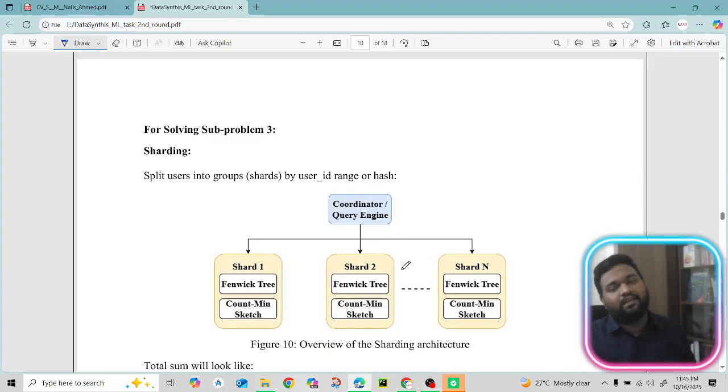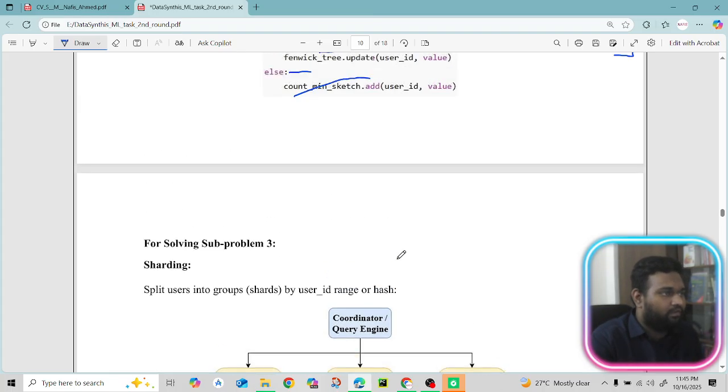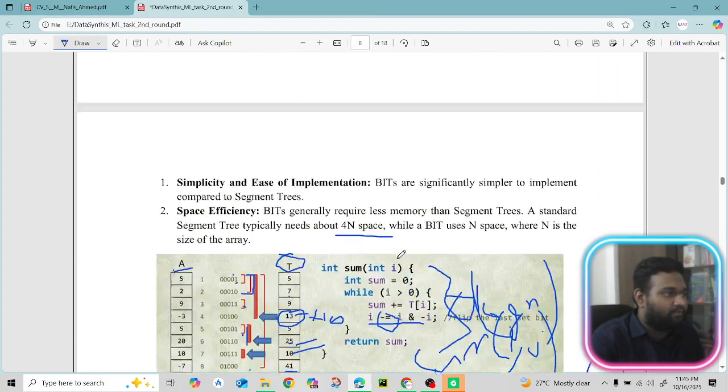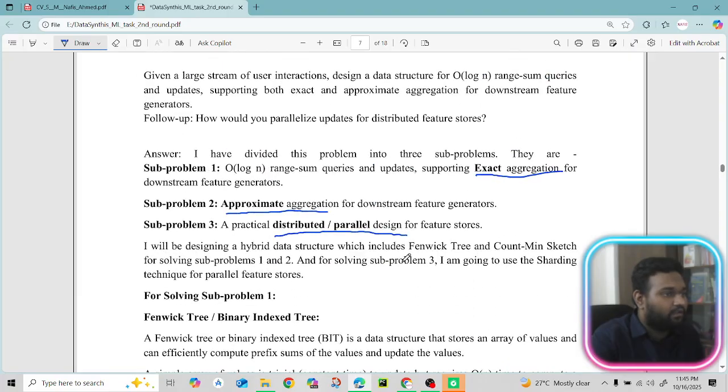Okay, subproblem 3. Subproblem 3 means that I have one parallel system. Let's go to the exam question again, I have forgotten it. The question said to parallelize updates for the distributed feature store. So I want to store the features in a parallel way. So how can I do that?